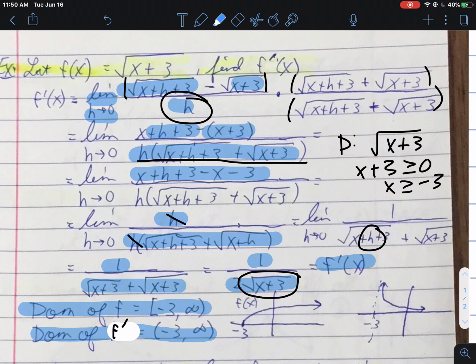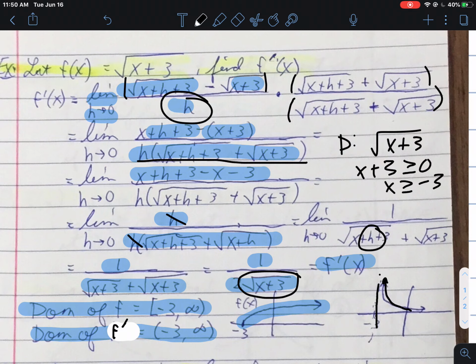So here's f of x. If you were to graph the square root of x plus 3, you get this graph. And then look at the graph of f prime. And notice what happens as x approaches 3. You're hitting one of those vertical asymptotes. There's a vertical asymptote right here. So as x approaches 3 from the right, the derivative is approaching infinity.